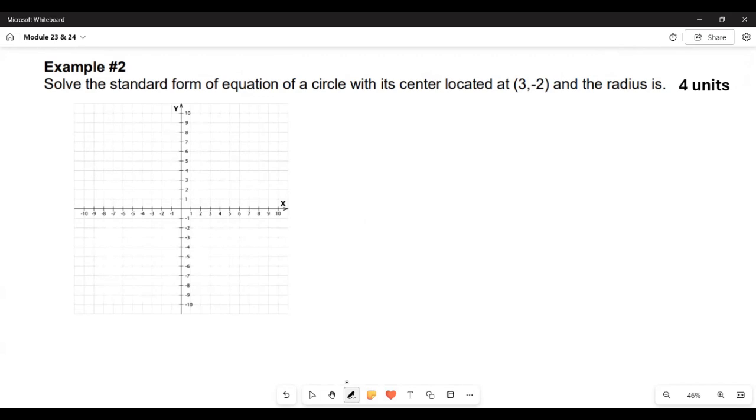Example number 2. Solve the standard form of equation of a circle with its center located at 3, -2, and the radius is 4 units. Okay. So, balikan lang natin yung problem. Sulat natin muna yung given. Binigyan tayo ng center, which is located at 3, -2. So, ang ating h is equal to 3, and then ang ating k is equal to -2. Binigyan din tayo ng radius, which is equal to 4 units.